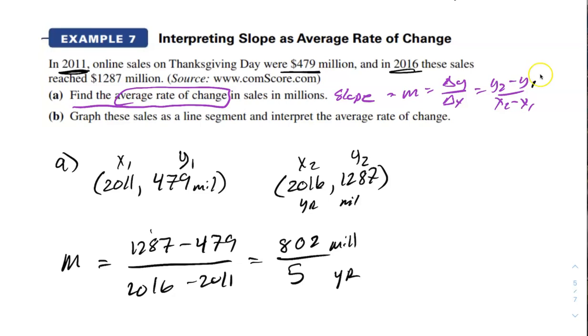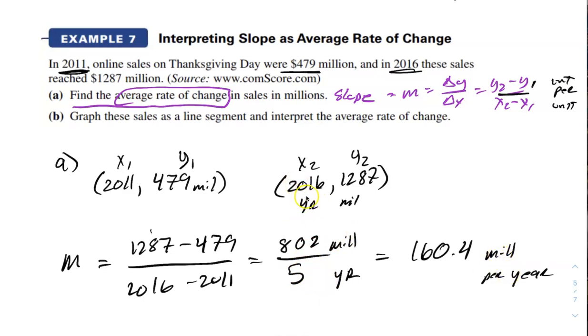So that's my rate of change. Let me actually divide it so I get an actual value. And I get 160.4 million per year. Remember, the million is on top. The way you want to think about this, like a slope, is this unit per that unit. In this case, we have 802 million per 5 years. If you actually divide it, you get 160.4 million per year, for 1 year.